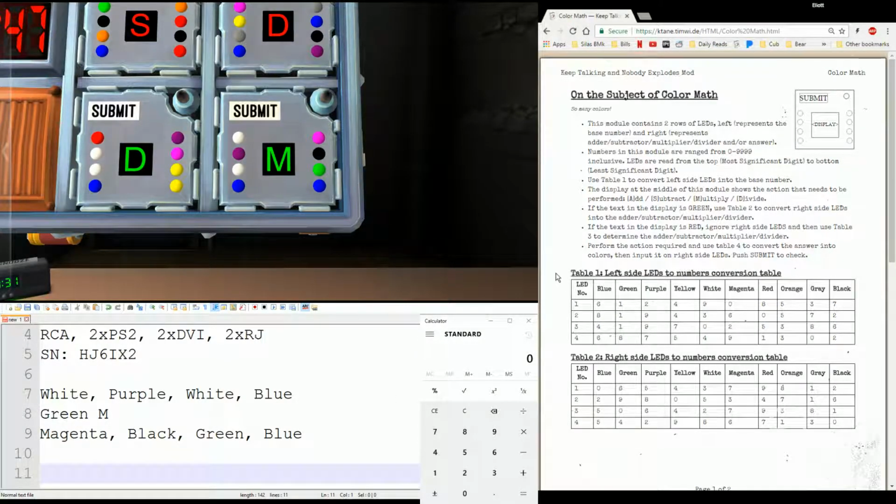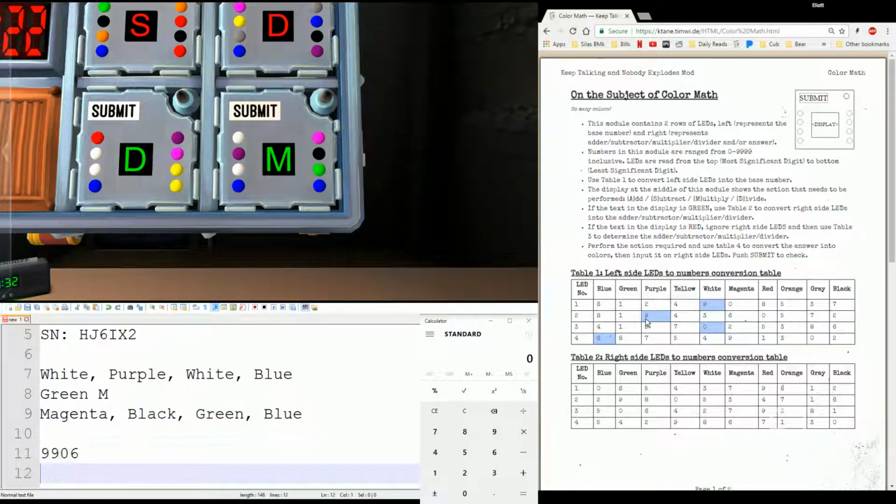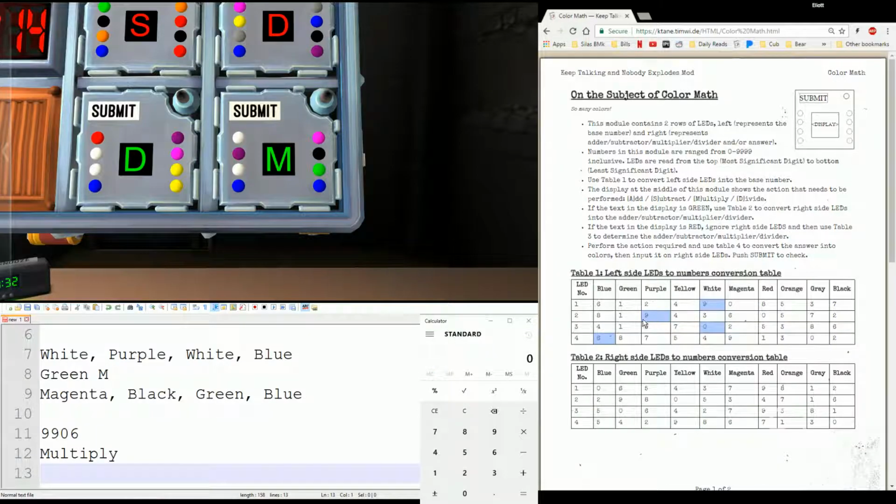Well, regardless of anything else, the left side LEDs are going to convert to numbers using table 1 here. You've got a different row for each LED number and a different number for each color. So first LED is white. That's a 9. Second one is purple. That's a 9. Third one is white. That's a 0. Fourth one is blue. That's a 6. Green M. M stands for multiply. And since it's green, we use table 2, which is just another lookup like table 1.